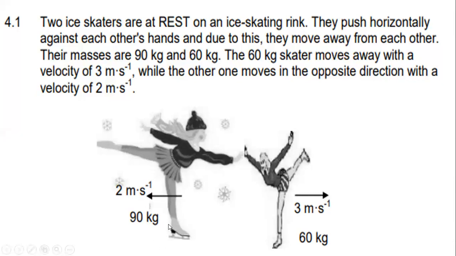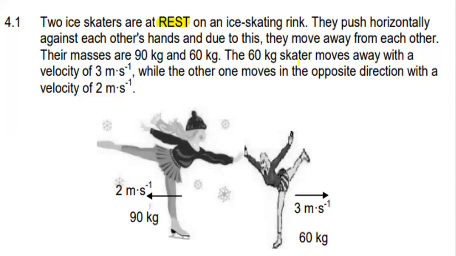This question was taken from the Technical Sciences control test in the Free State from the year 2018, and I want us to really look at this particular question. It's really, really interesting, right? So they tell us that we have two ice skaters and they are at rest. Now remember, when we say they are at rest, it definitely means something for us in Technical Sciences. So two ice skaters are at rest on an ice skating rink.